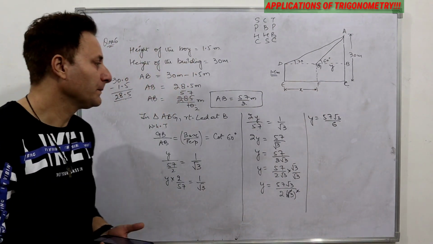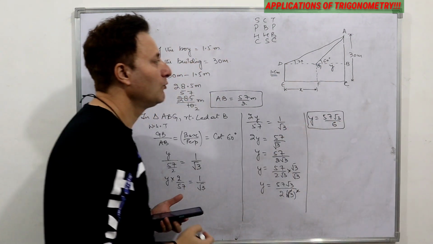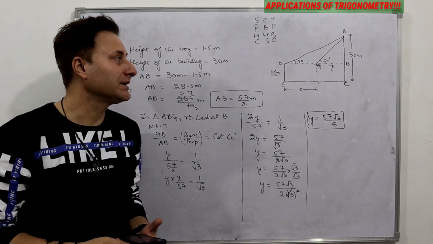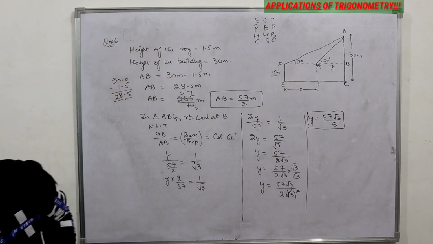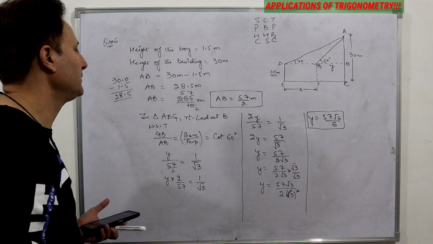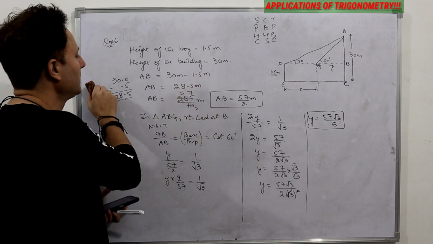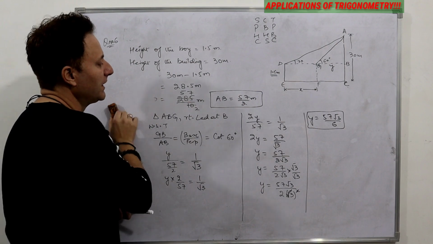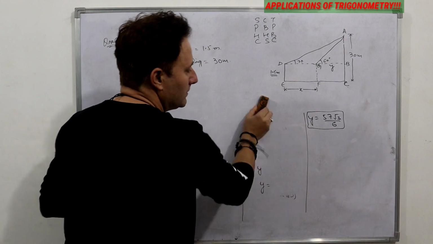So what I will do, I'll just leave it as it is, and then we will move to another triangle, that is the triangle where we have angle 30 degrees. So let's rub this off. Please make a note of this and we will just move further. So this is the value of y. Now I will go ahead and try to find the value of x.